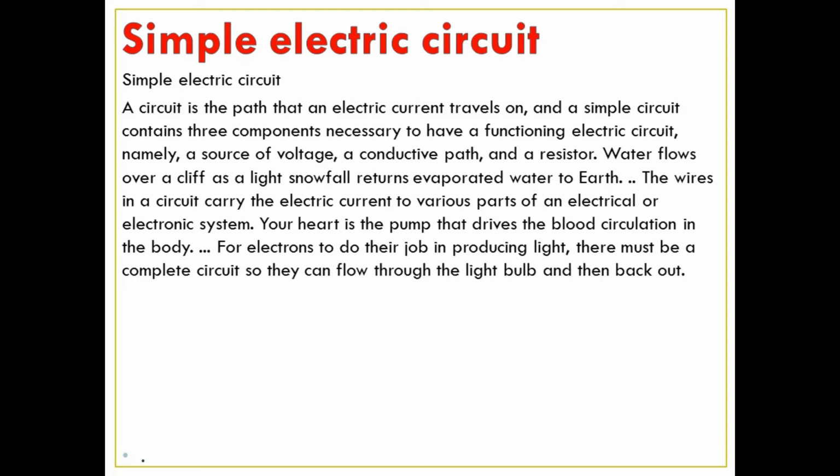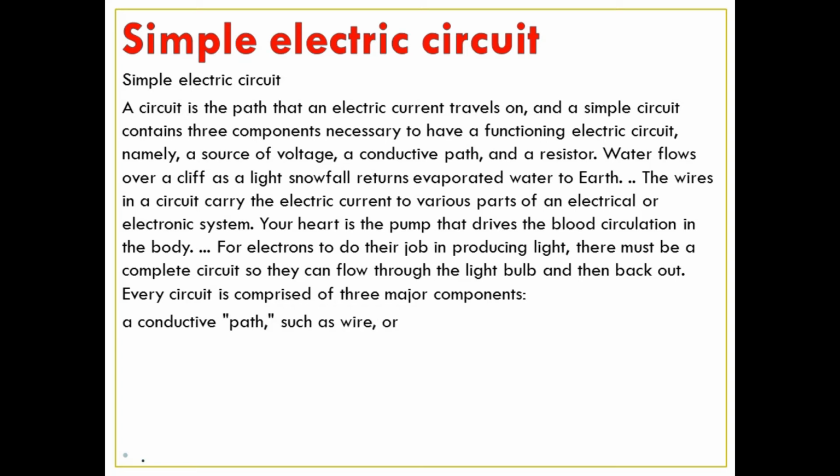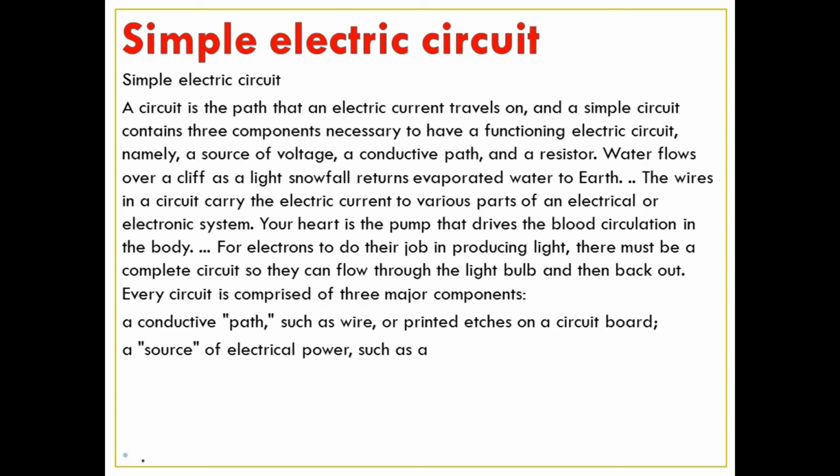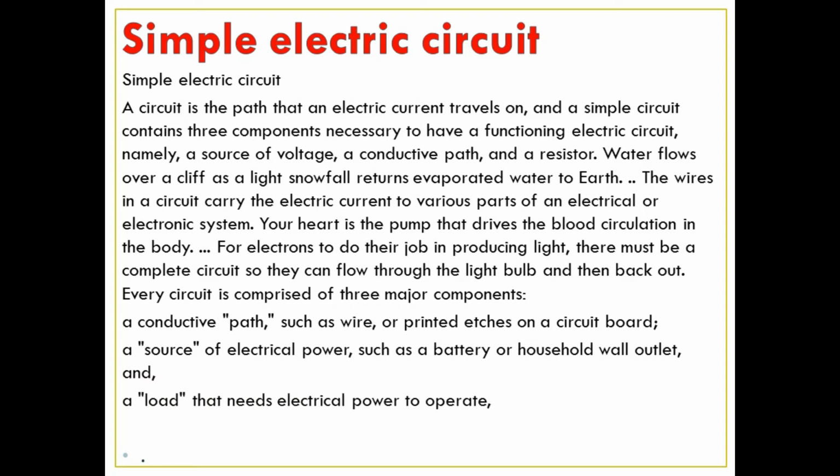What must happen for electrons to do their job in producing light? There must be a complete circuit so they can flow through the light bulb and then back out. Every circuit is comprised of three major components: a conductive part such as a wire or printed etches on the circuit board, a source of electrical power such as a battery or household outlet, and third, the load that needs electrical power to operate, such as a lamp.